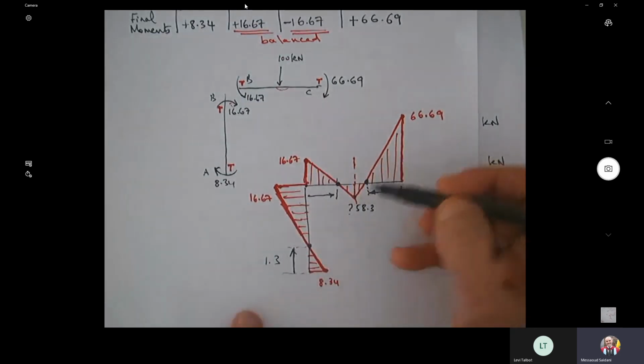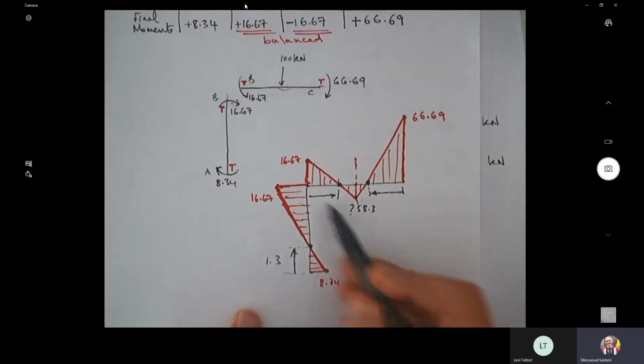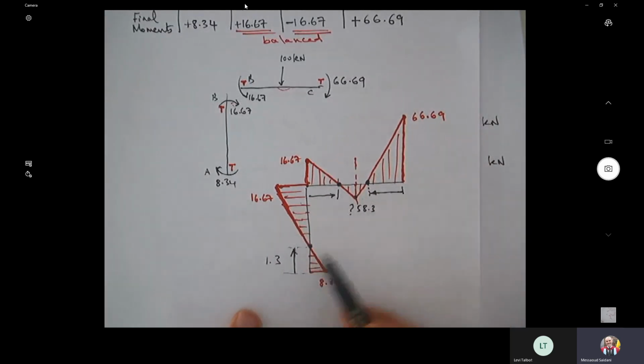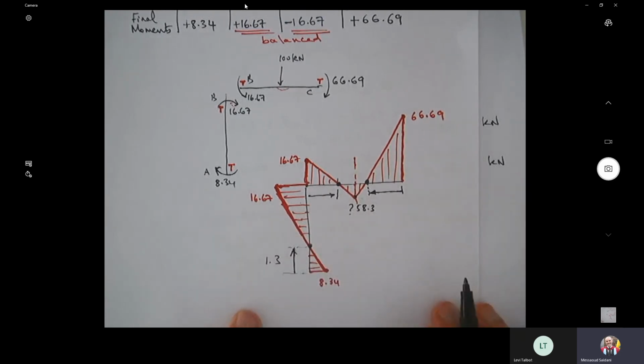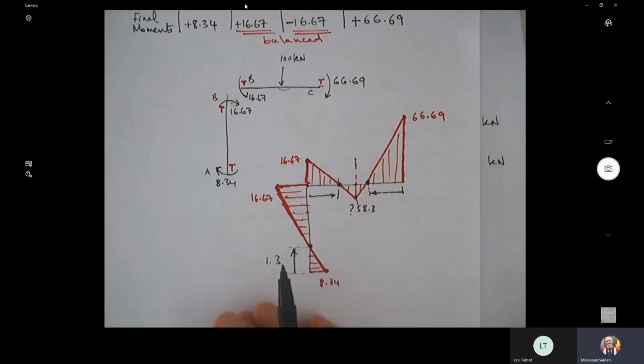You know this value here. You know this value, you know the length, so you do what we did here in exactly the same way. Is that okay? So you can use similar triangles. So the key was to find this value first. Now we can use similar triangles.